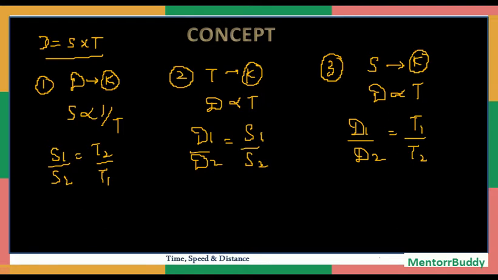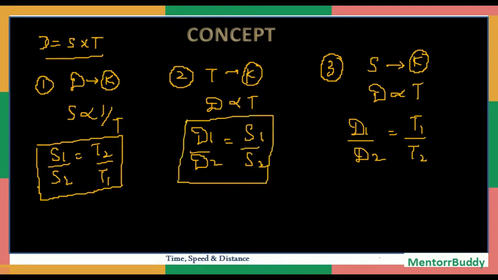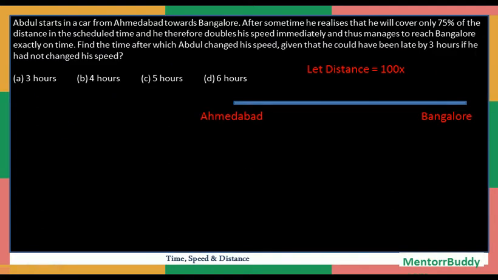Mark one thing, the majority of the questions in time speed distance will be dependent on these three logics. Most of the questions will imply these three logics. And one another thing which we need to consider in this coming question, coming directly to the question first, it says he starts the car from Ahmedabad towards Bangalore.